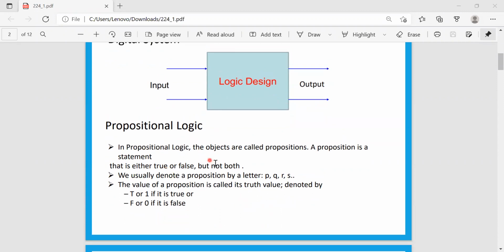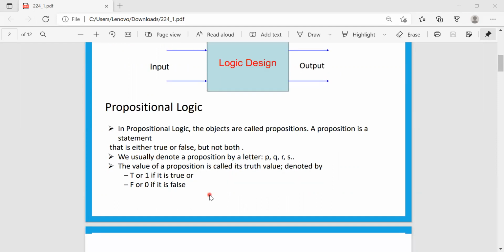In proposition, let's define a definition of the proposition. It has two values, either true or false, but not both. If a statement is given and we can say it is true or false, then it is called a proposition.